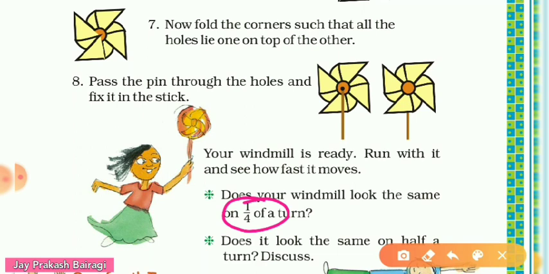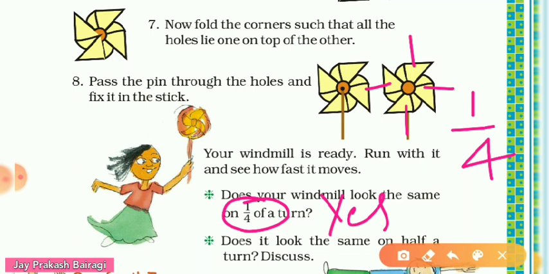So now you have to answer whether in a 1/4 turn it will look the same. How can you say? You have to understand that this picture is equal on all 4 sides. So if a picture is equal and looks the same in color and size, then in a 1/4 turn that picture will look the same. So here you can write the answer: yes.